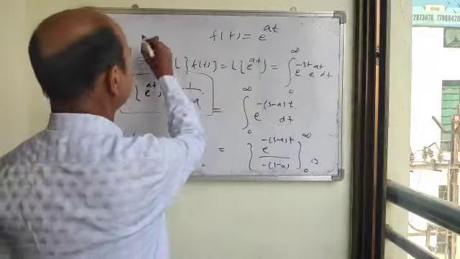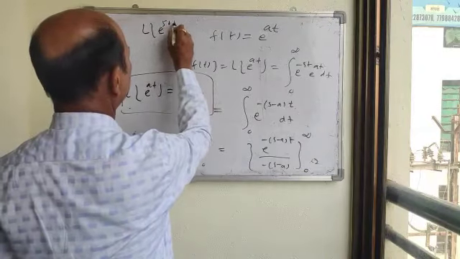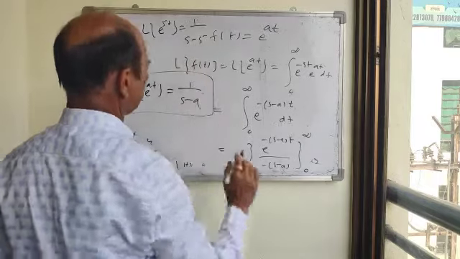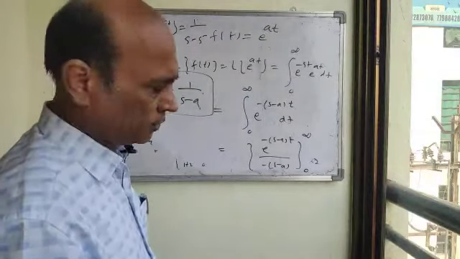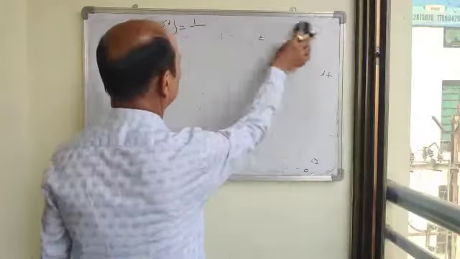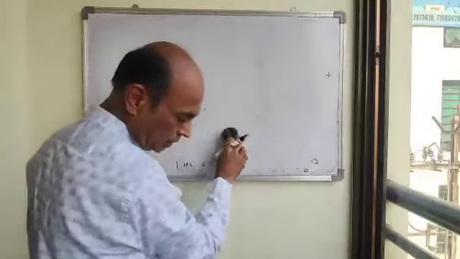For example, suppose L of e to the power 5t. So what will be the Laplace transform? That is 1 upon s minus 5. So this is about the Laplace transform of the exponential function.